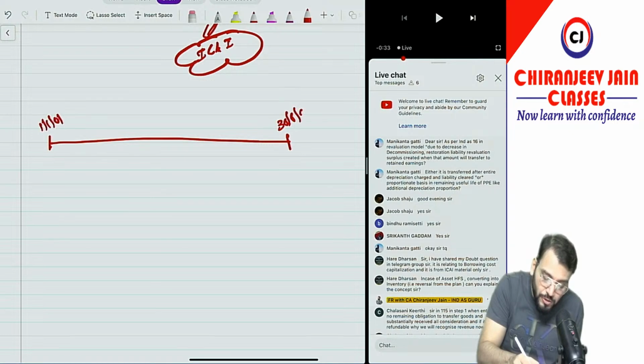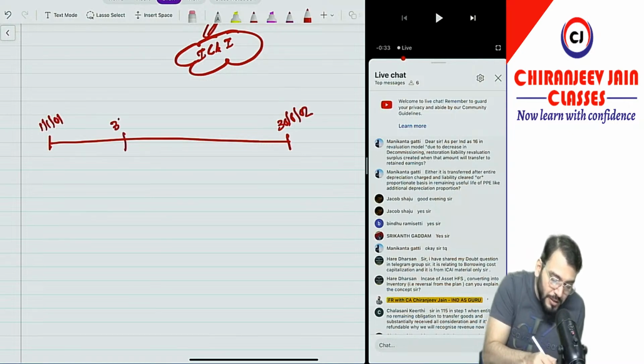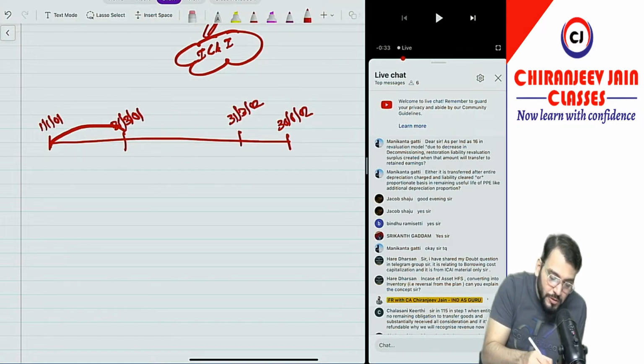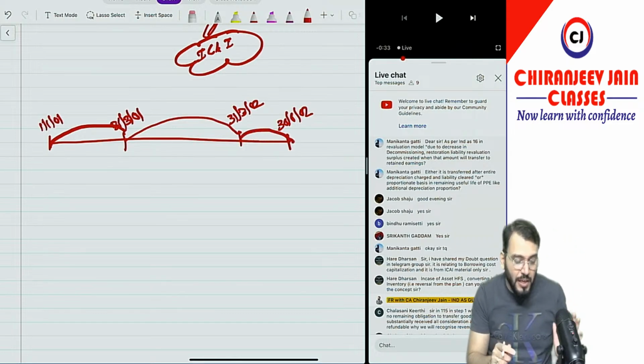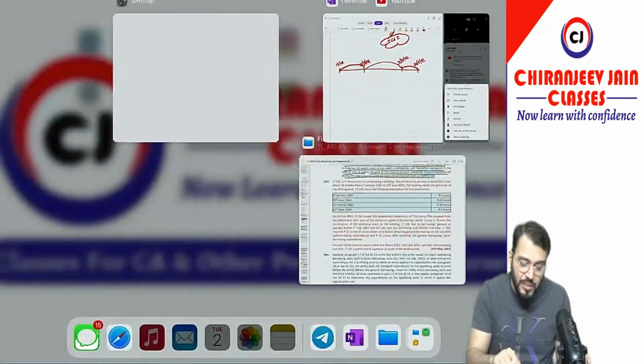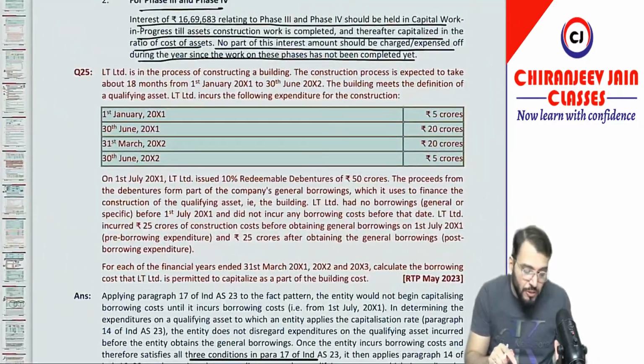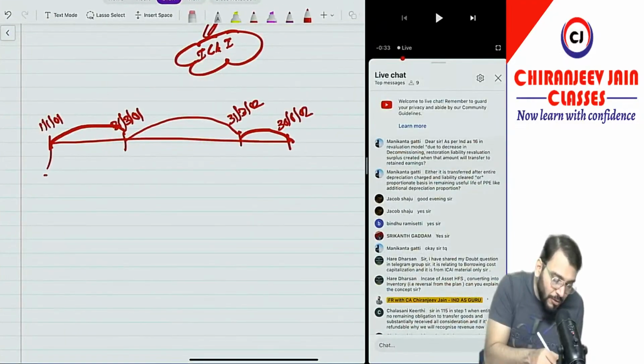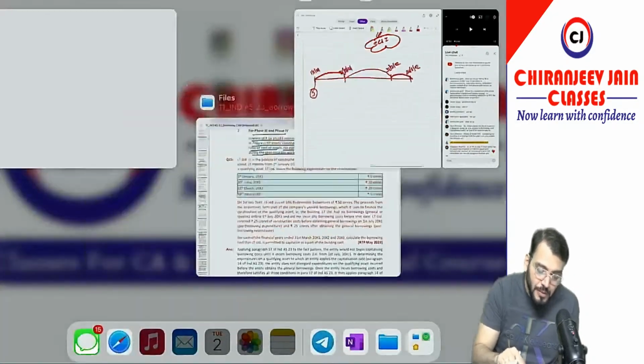So this will be 31st March 2001, this is one financial year, correct? Then 31st March 2002 will be the second financial year, and this will be the third financial year. Understood? So there are 3 financial years involved. On 1st Jan 2001, the expenditure is 5 crore.